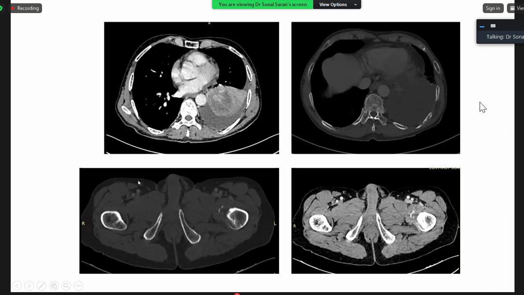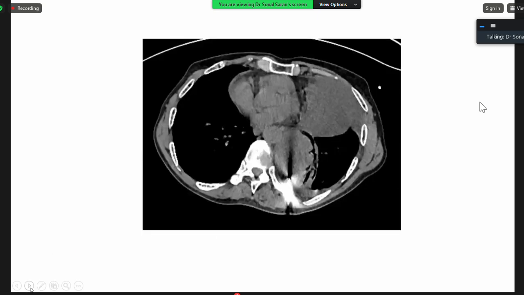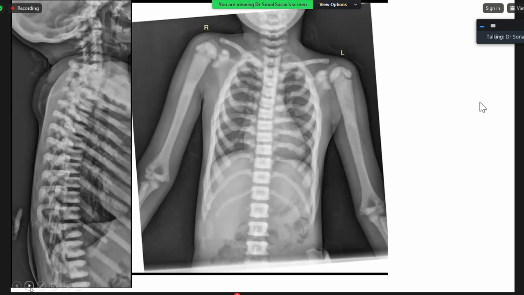And these are the CT images. Here also you can see a large mass lesion. There is lesser trochanteric fracture over here. And this is how biopsy was done. So this was a bronchogenic carcinoma with metastasis.